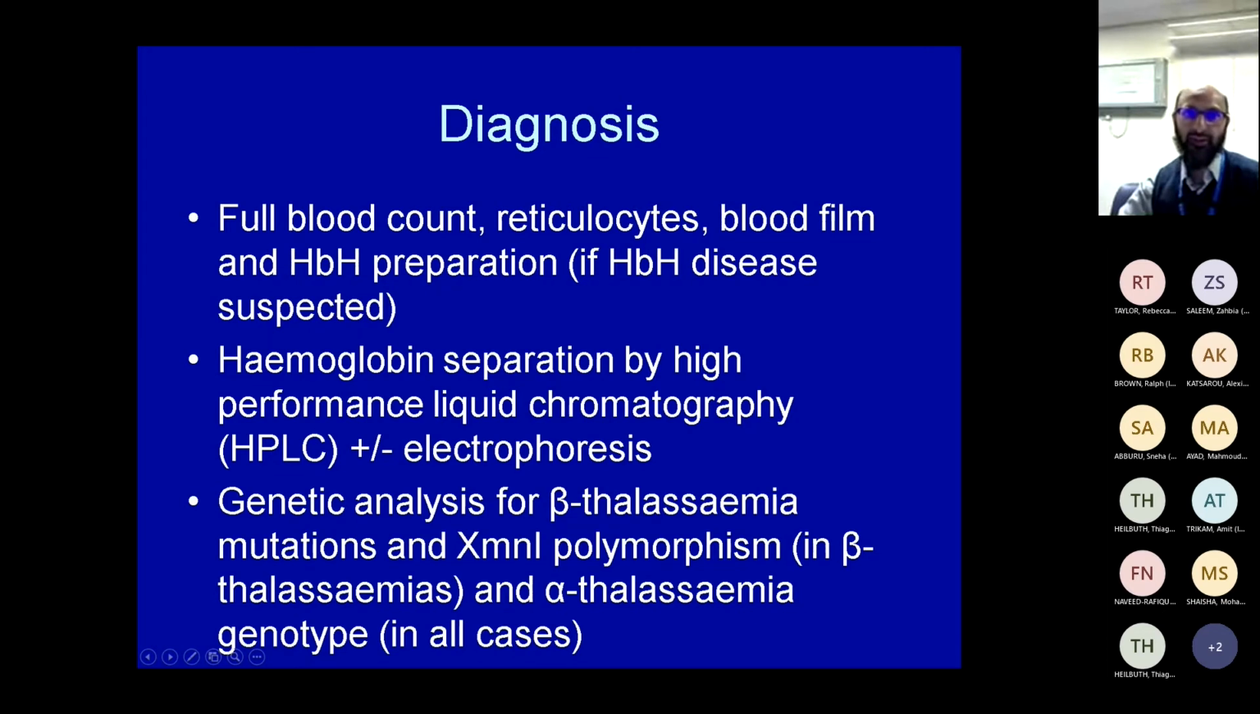So how do we diagnose beta thalassemia? Obviously the clinical picture is very important, but in terms of laboratory diagnosis, if we just focus on that: the full blood count parameters, reticulocytes, blood film, and this is referring to alpha thalassemias, which we'll come on to later. And then HPLC, or high performance liquid chromatography, hemoglobin electrophoresis. And then in cases where the diagnosis is not established or completely clear from the HPLC, then genetic diagnosis is important. Generally, that tends to be the case for most alpha thalassemias.